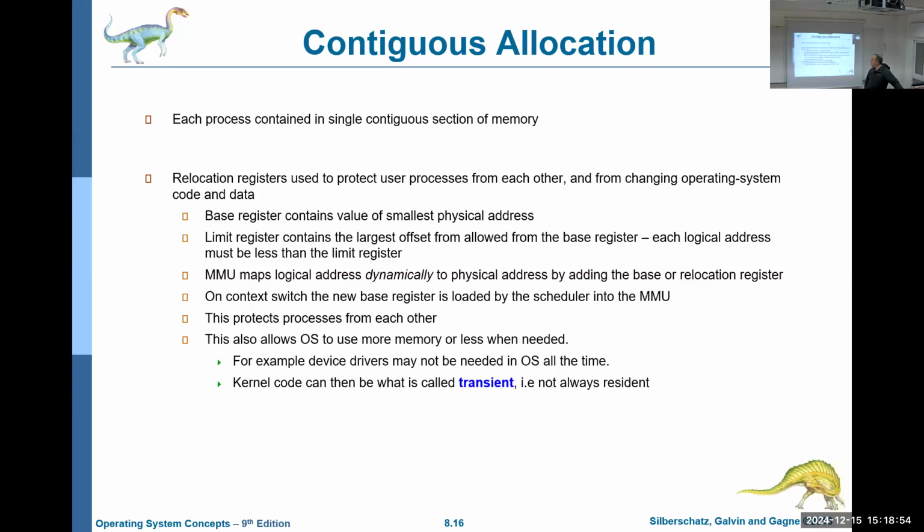The MMU maps logical addresses dynamically to the physical address by adding the base register, or what we call the relocation register. On context switch, the new base register is loaded by the scheduler into the MMU, right? Now, every time a new process comes in, we have to.